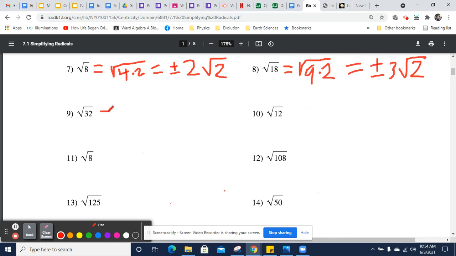Pause the video and see if you can work it out. Assuming you paused the video, we can break 32 into 2 times 2 times 2 times 2 times 2, 5 factors of 2, or 16 times 2. And 16 times 2, we can break down: the square root of 16 is plus or minus 4. And 2 stays in square root jail.